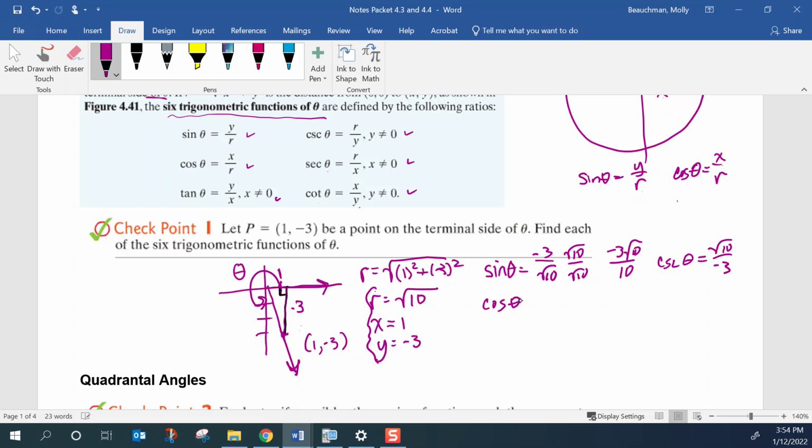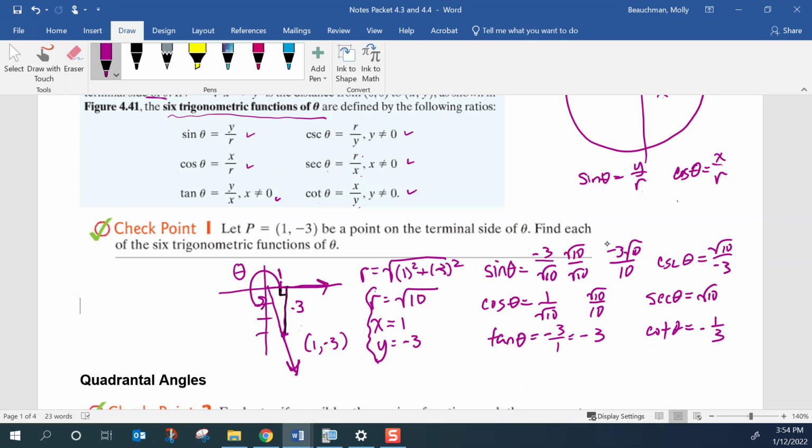Cosine of the angle is going to equal x over r. So that's 1 over the square root of 10. Rationalize the denominator, we get square root of 10 over 10. Secant is the reciprocal. That's going to be r over x. So that's square root of 10 over 1, which is the square root of 10. Tangent, there are several ways to get there. You can take sine divided by cosine, or you can take y over x. So we're going to get negative 3 over 1, which is negative 3. And cotangent is the reciprocal, which is x over y, which would be 1 over negative 3.